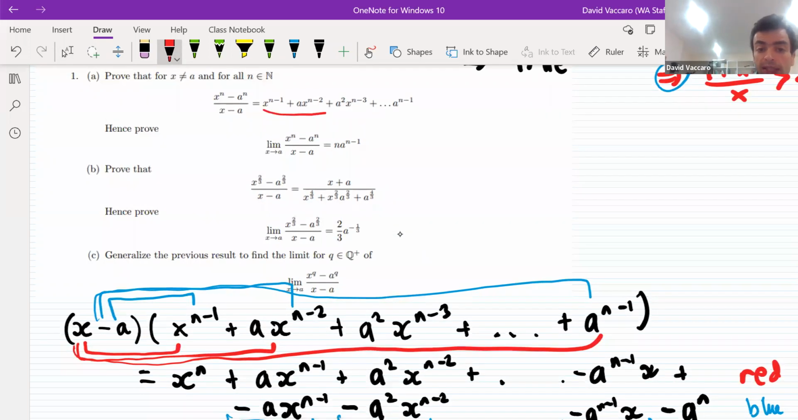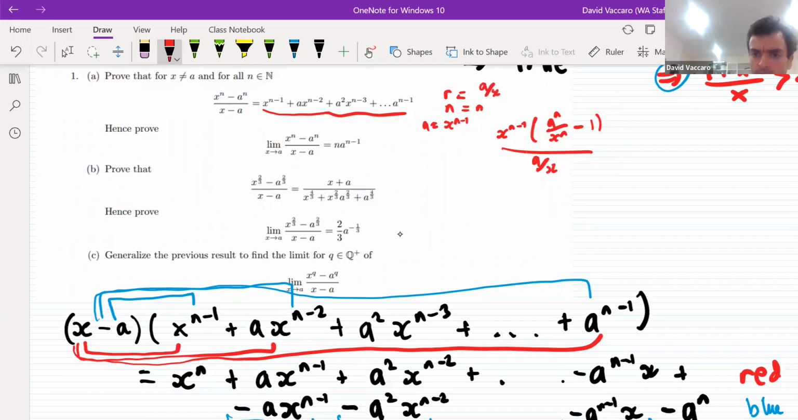If you regard this right-hand side as a geometric progression, you get that the common ratio is a over x. The number of terms is n, and the first term is x to the n minus 1. So if you sum the geometric progression, how many terms are there? There's n terms. So I get r to the n minus 1 over a over x minus 1.